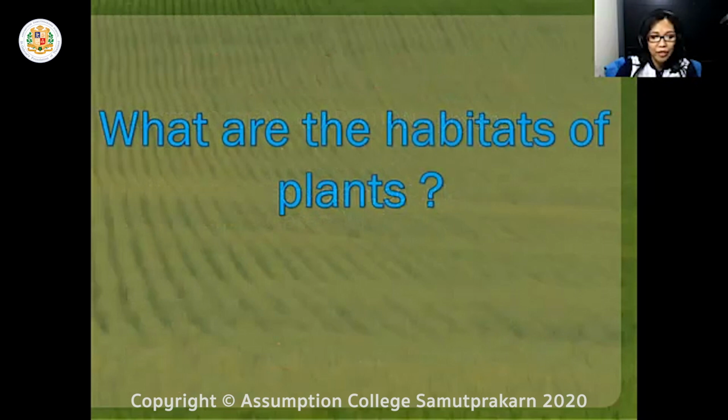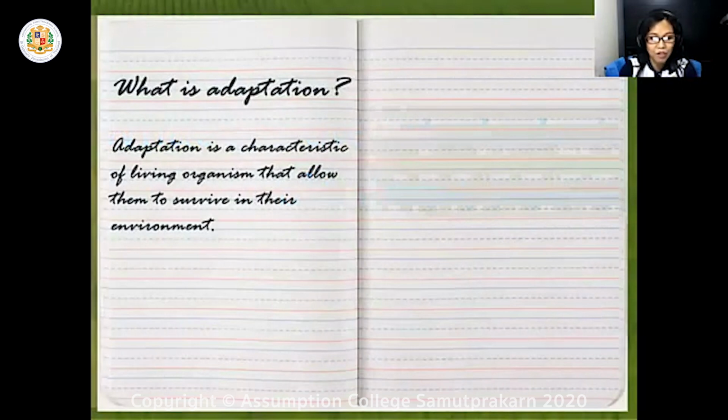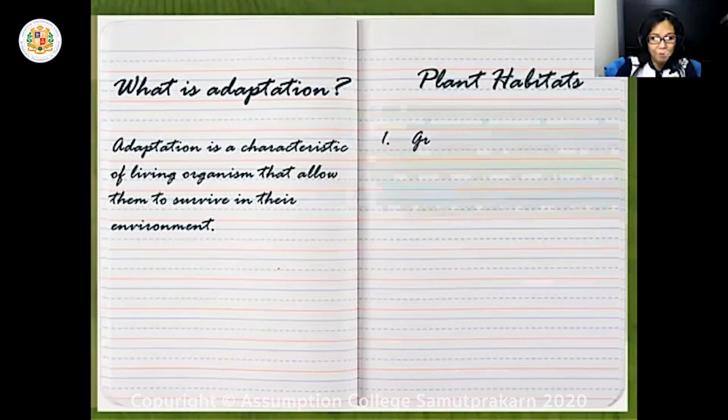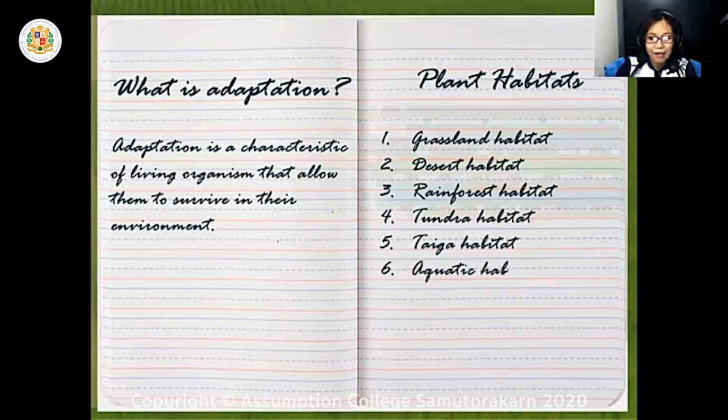All right. Do you know what the habitats of plants are? Where do plants live? Okay, I want you to write down all the habitats of the plants. So on the next page of your notebook, write down the plant habitats. I will give you about 6. Number 1, grassland habitat. Number 2, desert habitat. Number 3, rainforest habitat. And number 4, tundra habitat. Number 5, taiga habitat. And number 6, aquatic habitat.